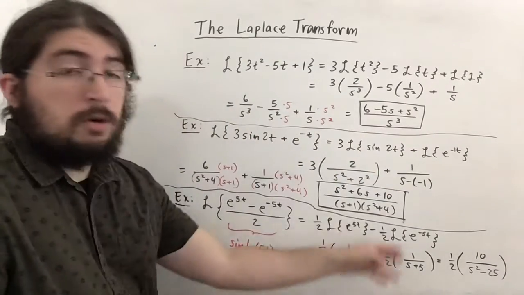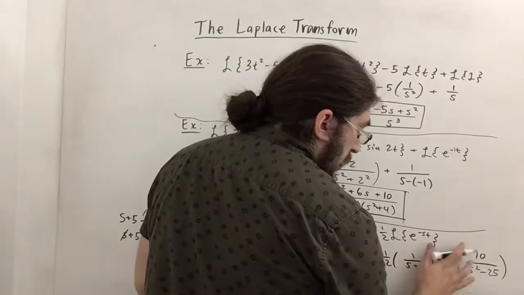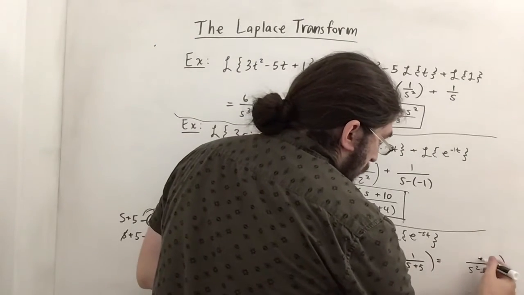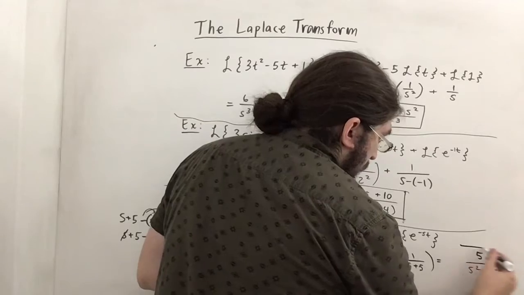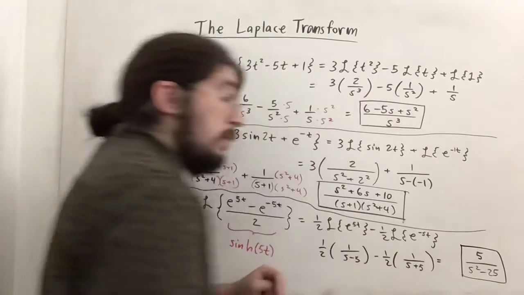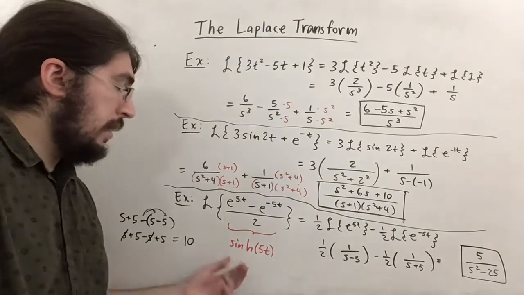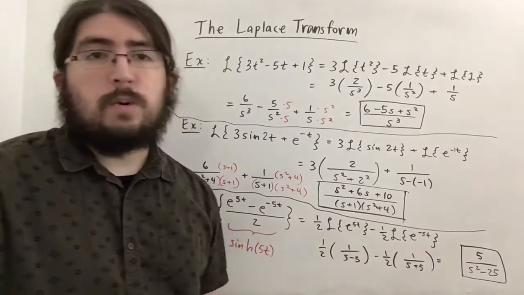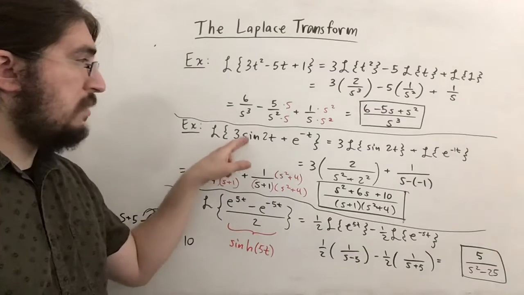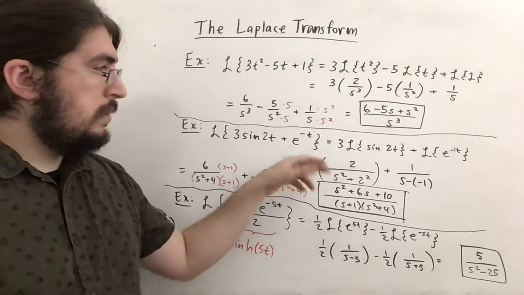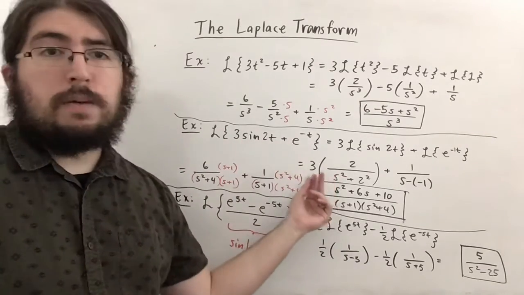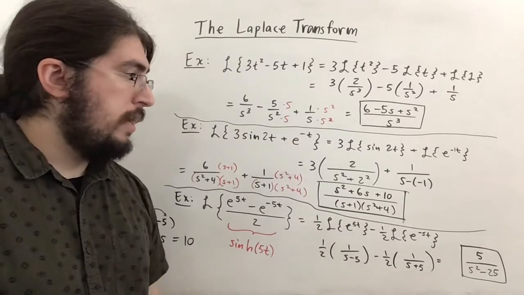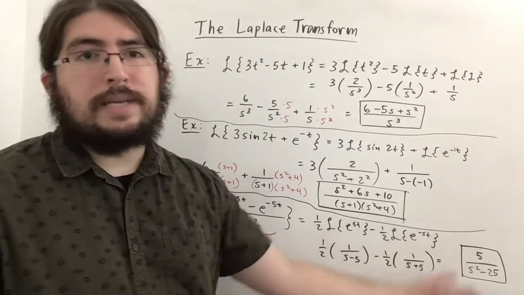And of course, 2 goes into 10 5 times, so all in all, this is 5 over s squared minus 25. So in fact, what you can say is if you had sine hyperbolic of 5t, it would go to 5 over s squared minus 5 squared, which is actually very similar to what we had for sine. The rule for sine was the coefficient of the argument over s squared plus the argument coefficient squared. But here it's the exact same thing, only minus, notice.